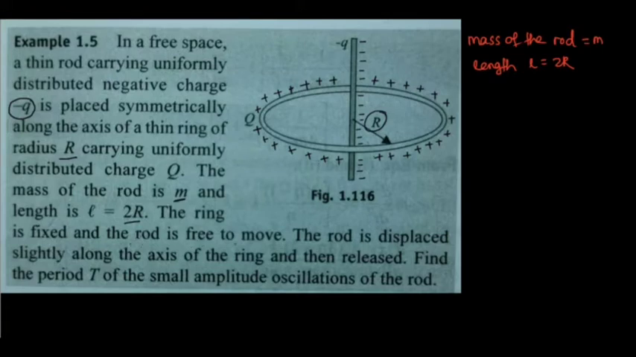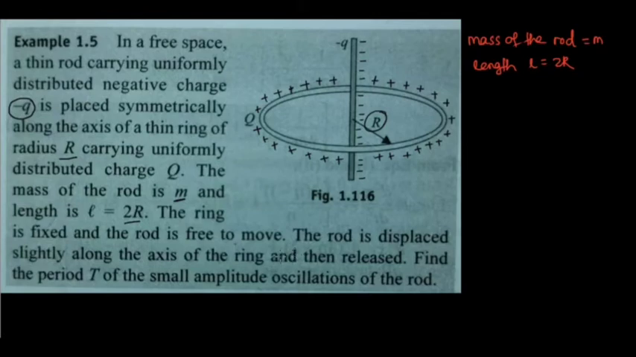The ring is fixed, means the ring is stationary, and the rod is free to move, means you can move the rod in any direction. The rod is displaced slightly along the axis of the ring, and then it is released. So you can displace the rod along the axis, either in the upward direction or in the downward direction.